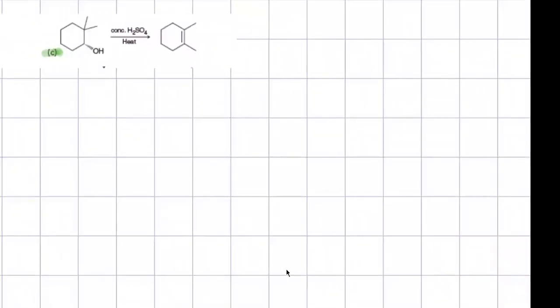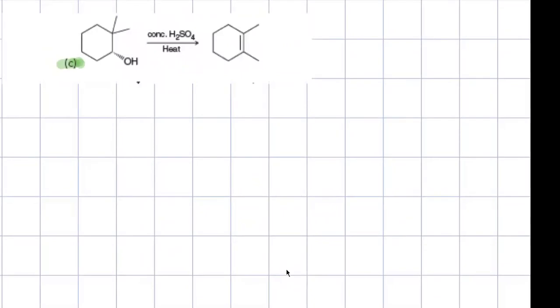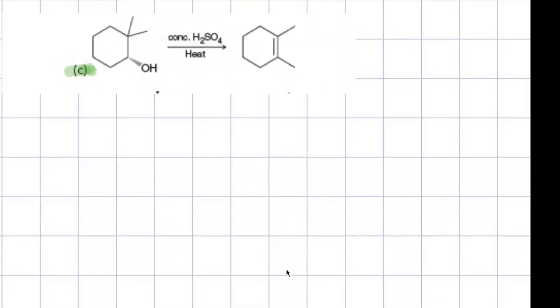I don't want to call it a drawback, but that's something that can happen when you're forming these carbocation intermediates. Sometimes you can get some rearrangement, because you can see based on the starting material, the expected product should be this. Right, you would expect to get this.